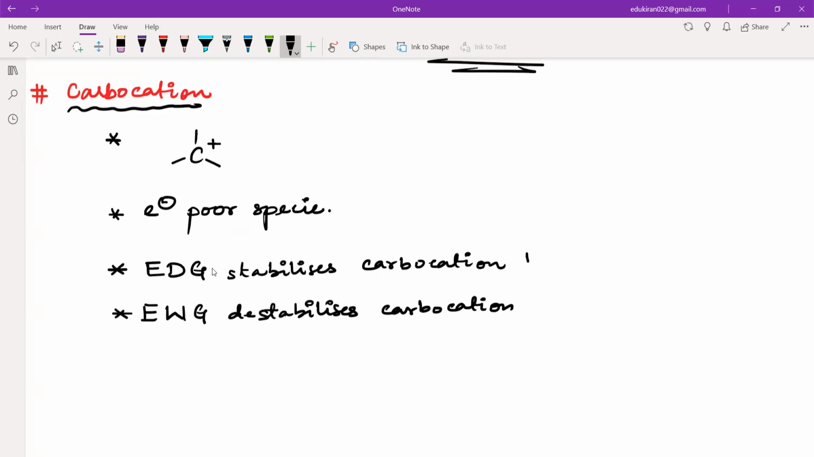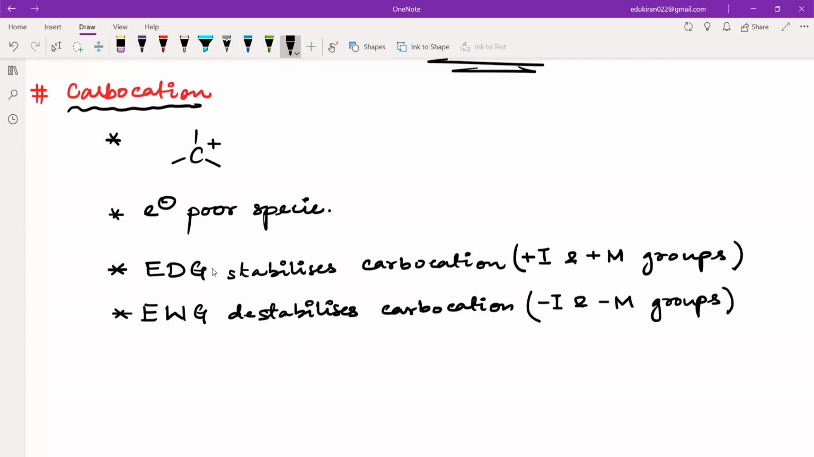Now, electron donating groups stabilize carbocation. That means we are talking about plus I groups, which are electron donating, and plus M groups. So plus I groups and plus M groups. This is very important, that you have to differentiate between the groups and the phenomena. So you have plus I and plus M groups, and these are minus I and minus M groups.